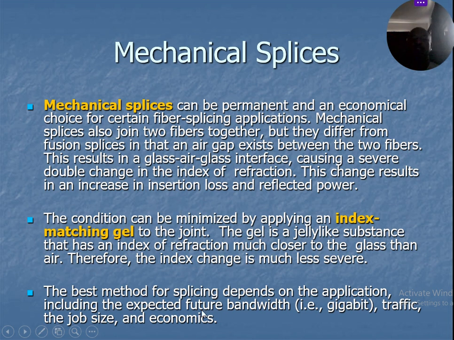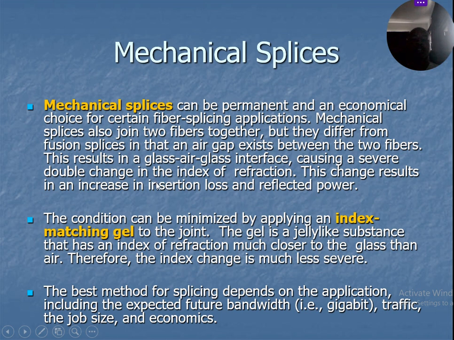The best method for splicing depends on the application. Well, there is no super best one. It depends on what you want to do, the method of application. You can use the fusion splicing method or the mechanical splicing method. It depends on the application, which includes the expected future bandwidth. What type of bandwidth do you want to have at the end of the day? Is it a gigabit bandwidth? Is it a megabit bandwidth? It depends on which bandwidth you want.